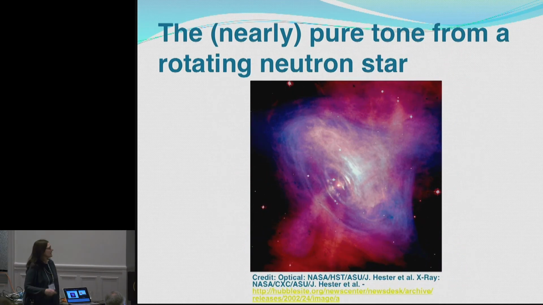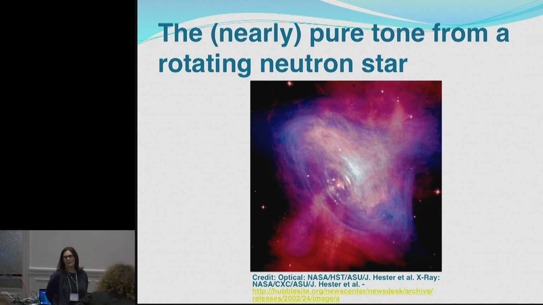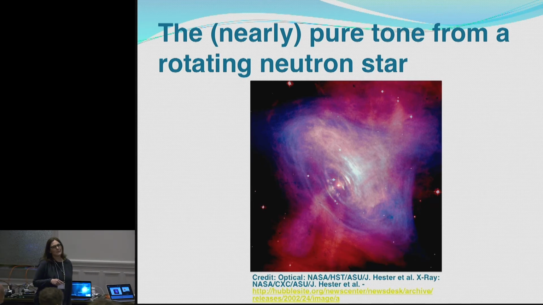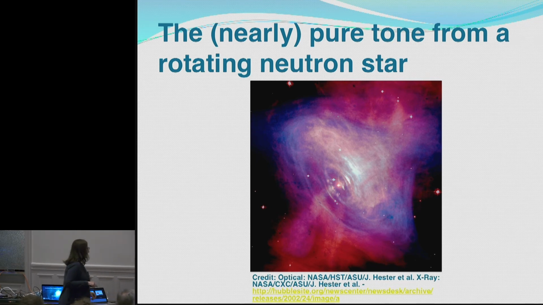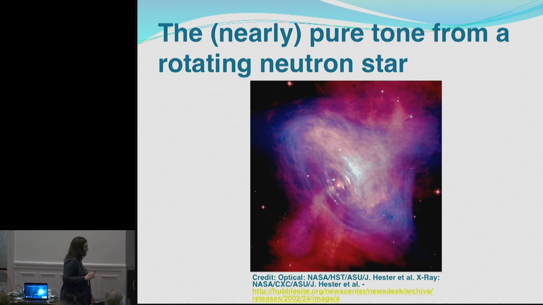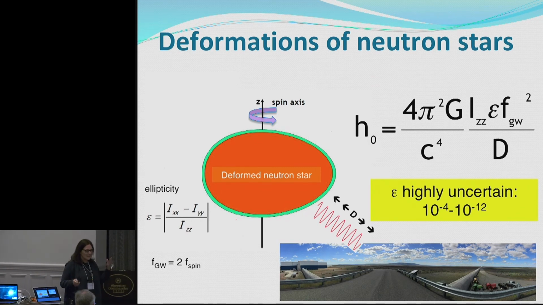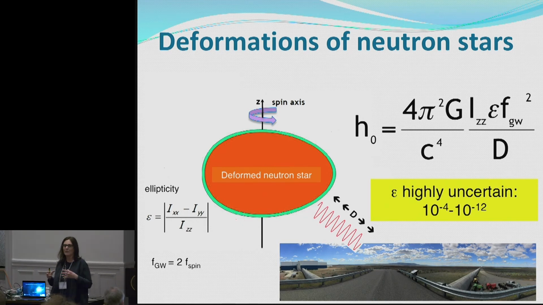And short compared to the nearly pure tone that would come in gravitational waves from a rotating compact object, a rotating neutron star. So the types of signals that I'm looking for are the ones that are very, very weak, but they're there all the time. So very different from the very exciting and detected, actually, big splashes that come from the mergers of black holes and neutron stars.